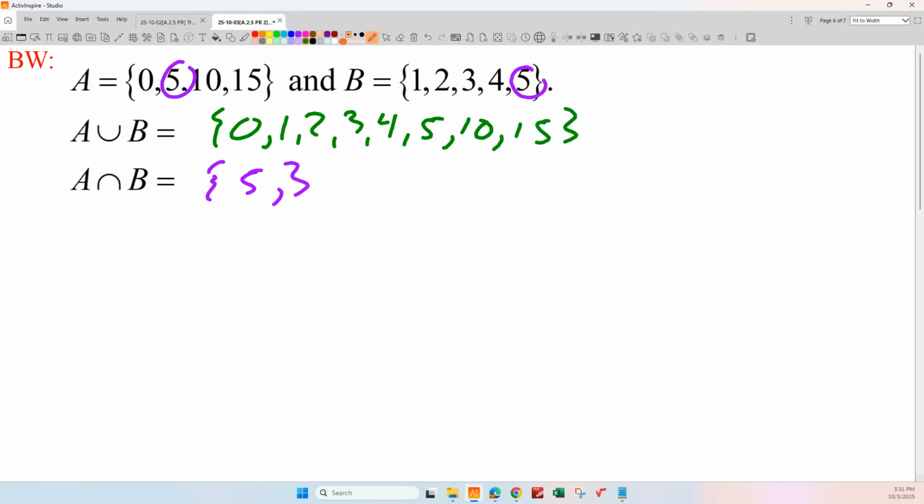Good? Make sense? Okay? Does this seem like math to you? It is. This is math too. To understand, this is kind of the start of set theory.